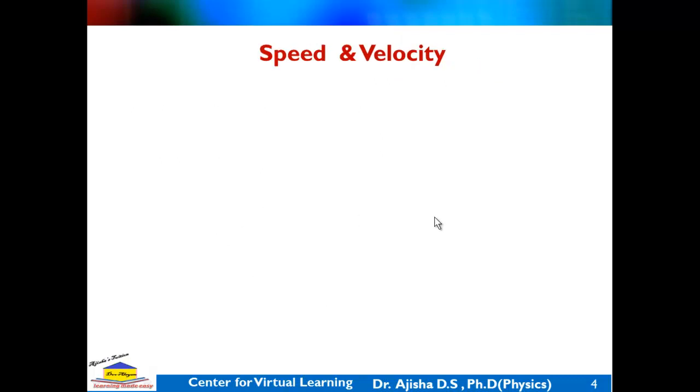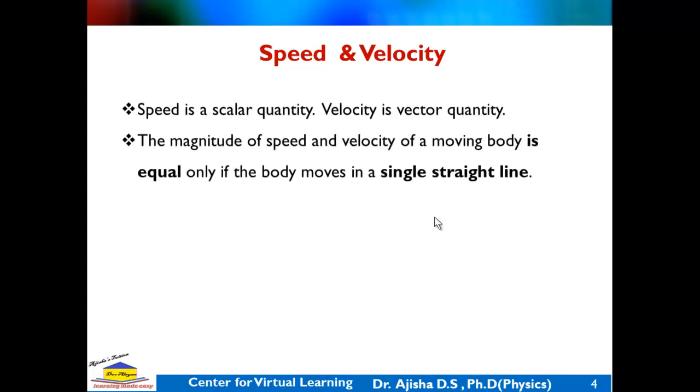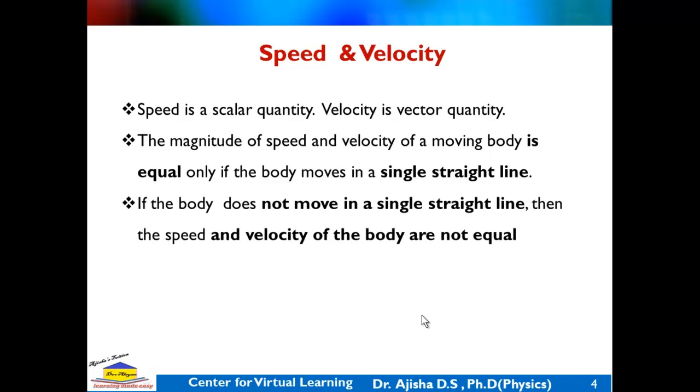Now, speed and velocity. Speed is a scalar quantity but velocity is a vector quantity. The values of speed and velocity are equal if the given object is moving in a straight line. If the object is not moving in a straight line, the speed and velocity values will vary. The average speed of a moving object should not be equal to 0, but the average velocity of the moving object may be equal to 0.